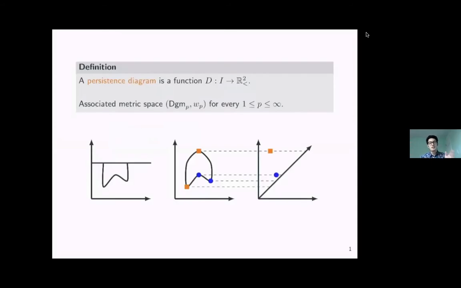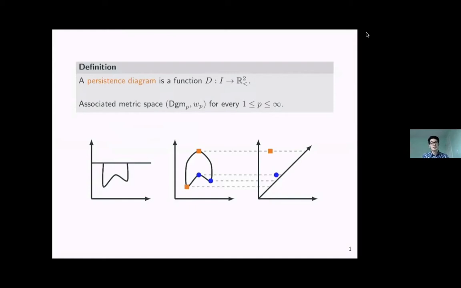In this talk, I'm going to be interested in a family of metric spaces parametrized by p, which is between 1 and infinity, maybe up to infinity. The elements of these metric spaces are persistence diagrams, near and dear to many of us. For me, a persistence diagram is a function from some countable index set into the upper half plane, so points in R2 where x is less than y. And so for every p, I form a metric space.